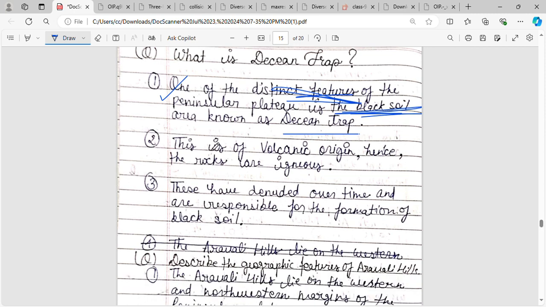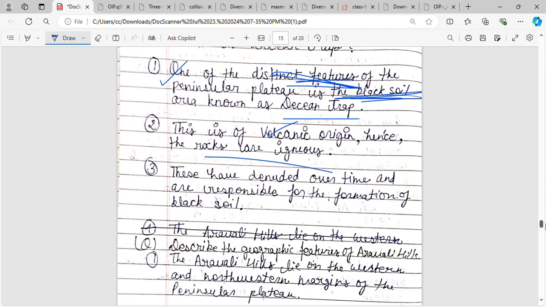This area is of volcanic origin, hence igneous rocks are found here. These have denuded over time and are responsible for the formation of black soil. This is a very, very important point.